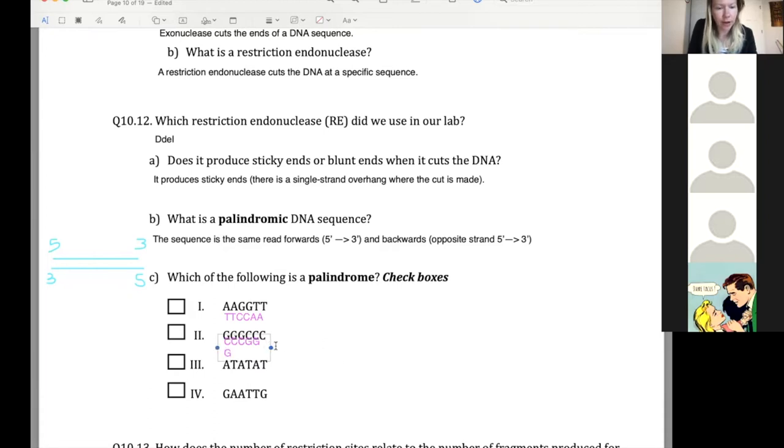GGG. So now let's look at this one. Reading the top strand from left to right, GGGCCC. And when we read the bottom strand from right to left, GGGCCC. So this one is a palindrome because it's reading the same in each 5 to 3 direction. And then the next one would be correct as well, right? The third one, let's take a look. So it's not the first one then? No, the first one is not a palindrome. So this one would be TA, TA, TA. If we read the top strand, AT, AT, AT, and the bottom strand, AT, AT, AT. So yes, the third one is also a palindrome.